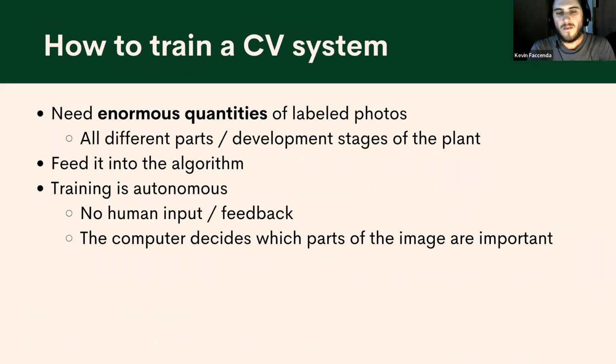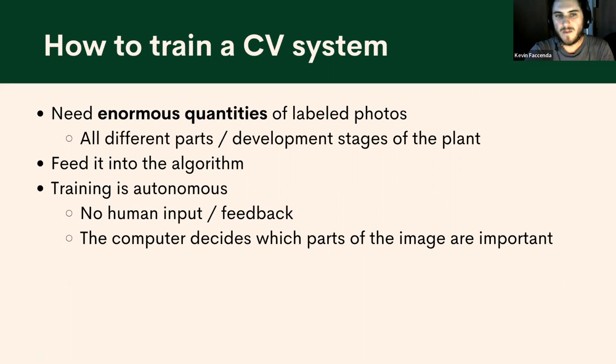So in the background behind these apps is a training system. Like I said, this technology is used for a lot of different things, so in order to make it useful for plant ID, you have to train it how to know plants. In order to do that, you need enormous quantities of labeled photos. Basically each plant is labeled with the identification, with the species. So you have all different parts of the plant, different stages of development, different times of year. We have flowers, leaves, bark, habitat shots, all of these get fed into the model, into this algorithm.